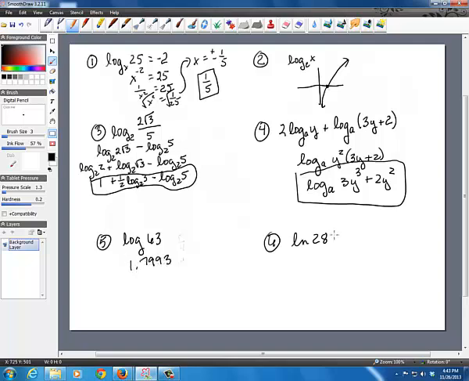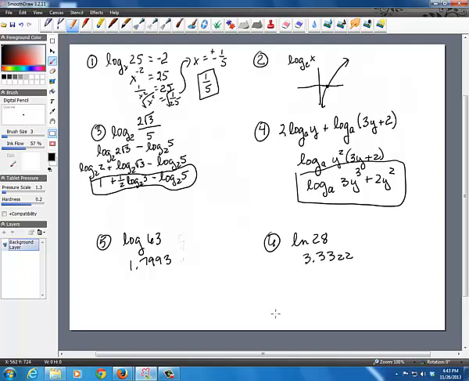1.7993. This is a natural log where the base is e, and I don't know what the exponent of e is to give me 28. So I'm going to put it in the calculator, and I get 3.3322.